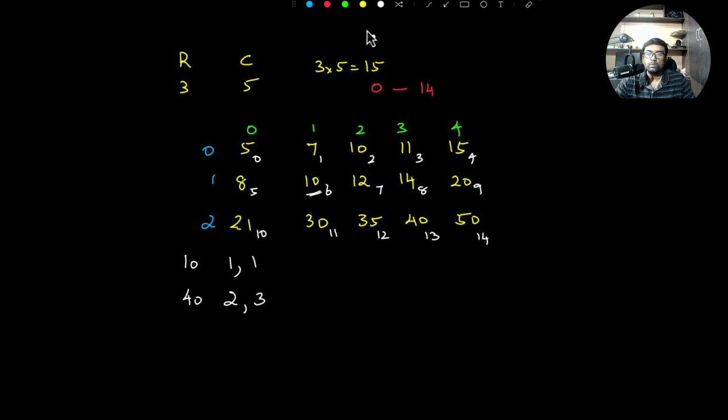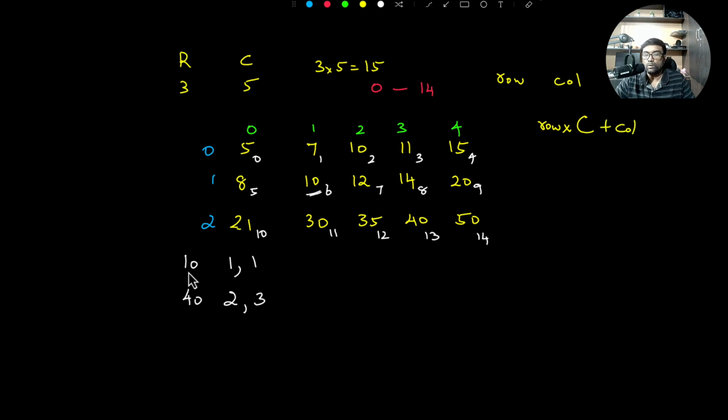Now to convert these index values, in a row we know 5 values will be there. Whatever the row index is, let's say the row index is row and the col index is col, the formula to convert is row index into C, where C is the total number of columns, plus col.